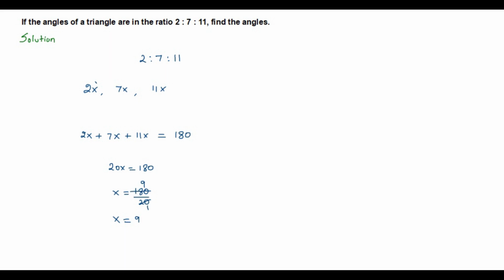So now we can substitute x is equal to 9 in 2x, 7x and 11x to get the first angle, second angle and third angle. In 2x, if you substitute x is equal to 9, it will be 2 times 9, that is 18, and 7 times 9 will be 63, and 11 times 9 will be 99. So the three angles of the triangle are 18 degrees, 63 degrees and 99 degrees.